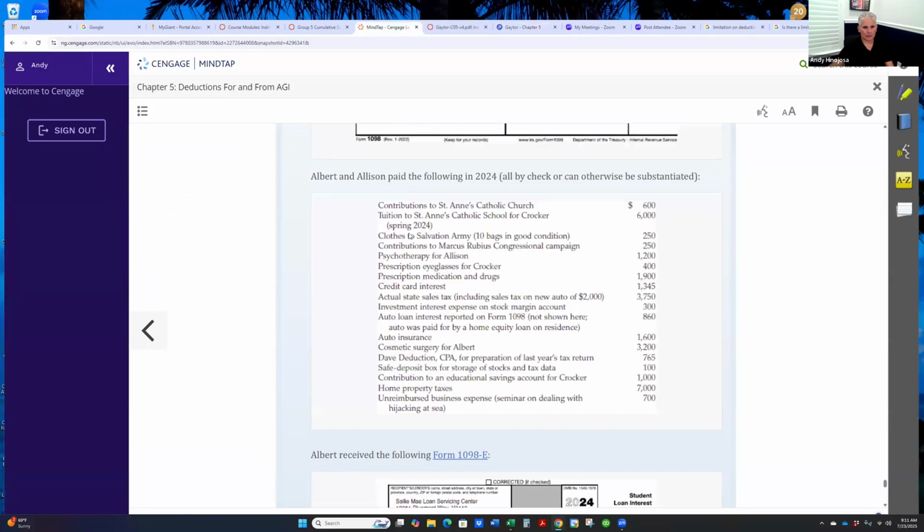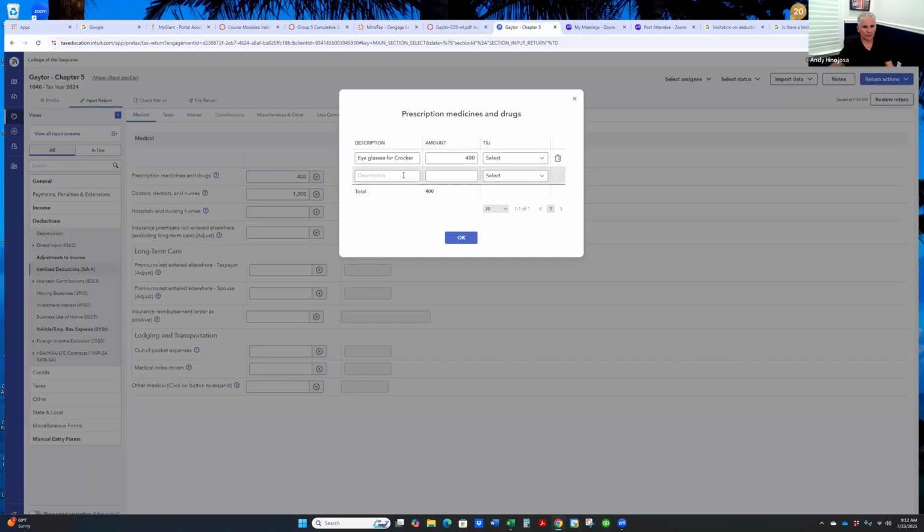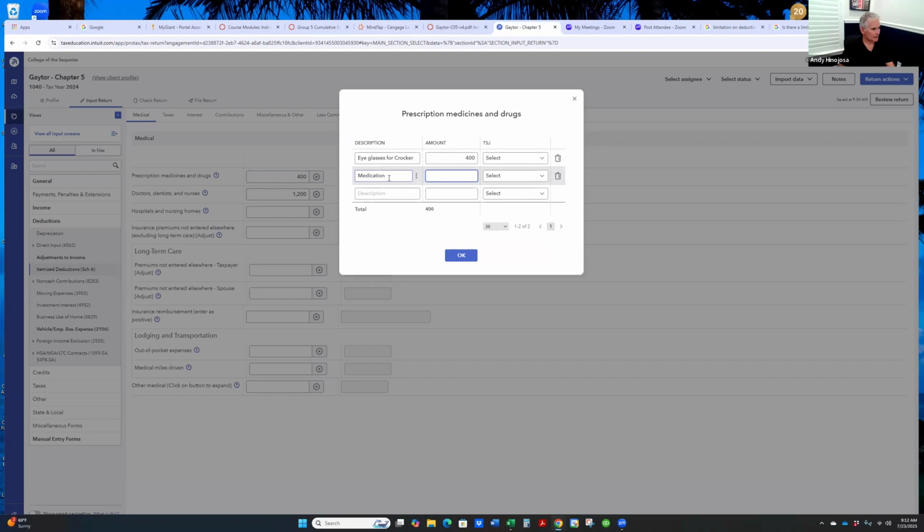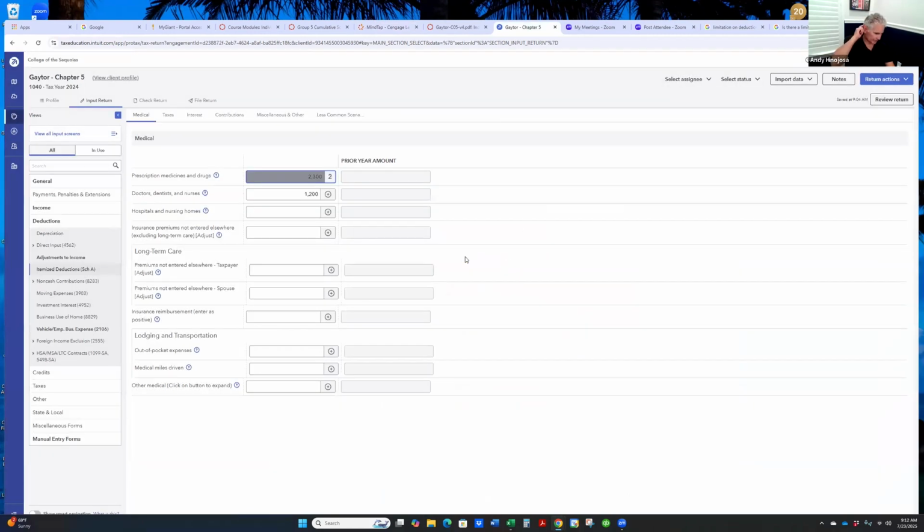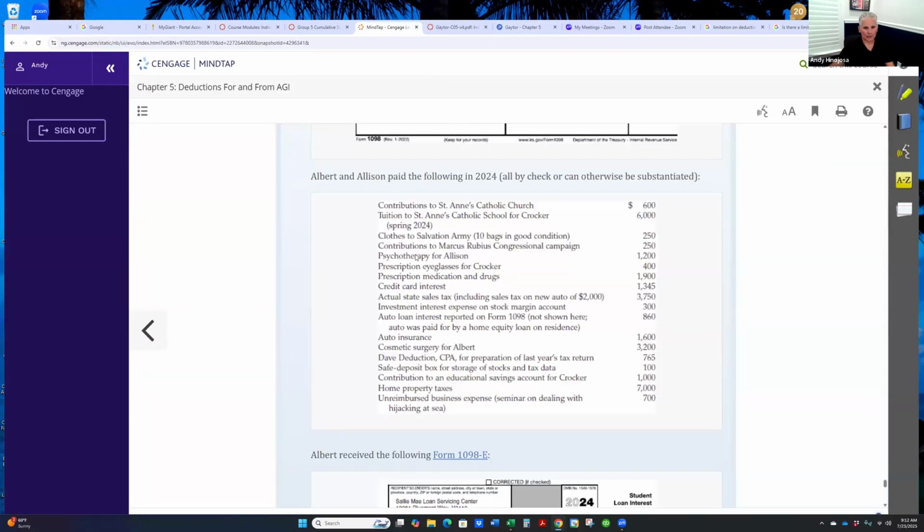Back to the textbook. Prescription, medication, and drugs. The total was $1,900. That's definitely deductible. Let's go to the tax return, prescriptions, medicines, and drugs. We'll put that under there. We'll just put medication here. And the amount listed is $1,900. That's okay.